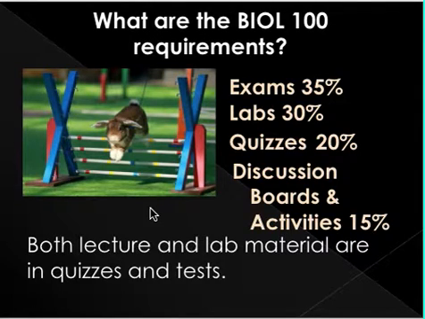In Biology 100, the exams are going to be worth 35%. There's 3 of those in the course. They're kind of bigger tests. And then there's labs, which are worth 30%, quizzes, 20%. And then we have discussion board and activity every week, which is 15%.